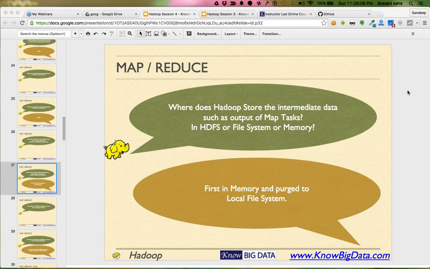Okay, the simple reason is this is temporary data, and temporary data does not need to be stored in HDFS. Because it's unnecessary work, because it's going to disappear anyway. When you put something in HDFS, it'll have the replication factor, it'll be stored somewhere reliably, and so on. So we don't need this temporary data.